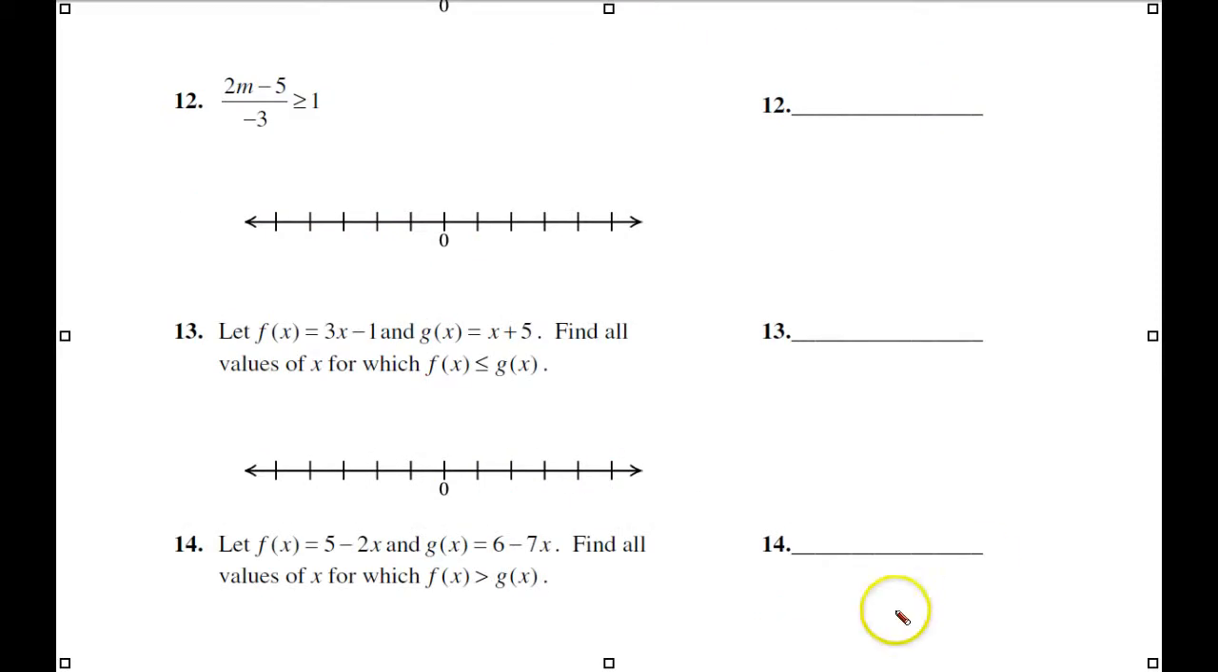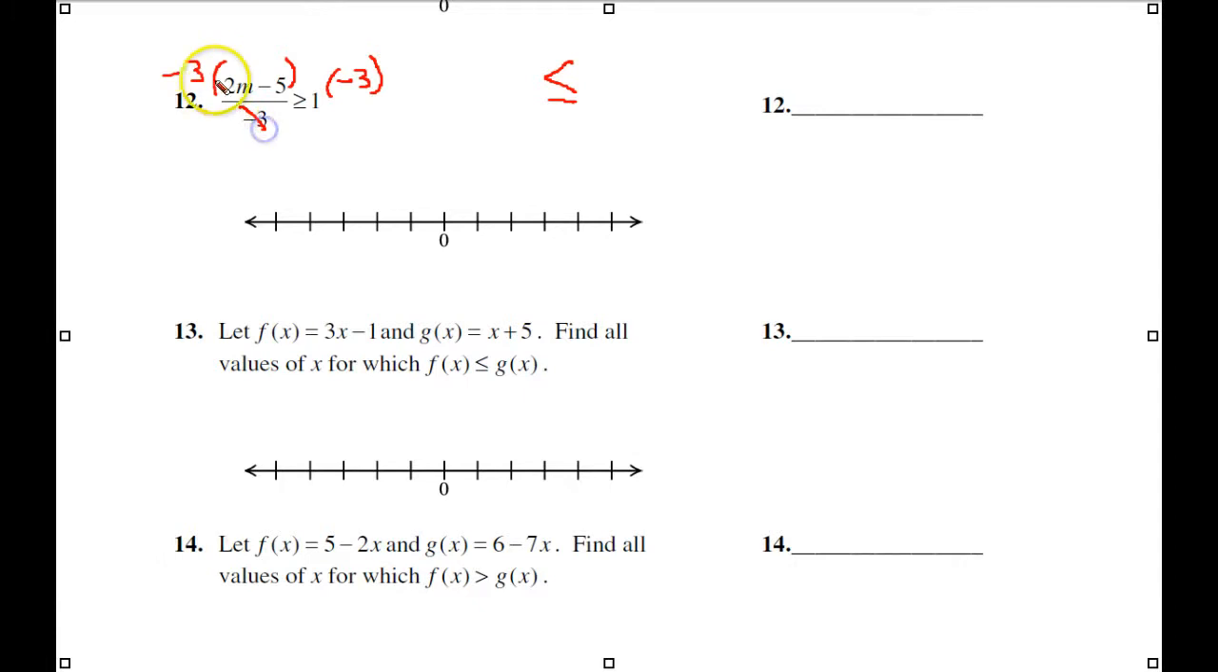All right, in number 12, we're going to use a technique to get rid of fractions. Now, a very interesting thing is going to happen here. Watch this. We're going to multiply both sides by a -3. Now, in order to keep this statement true, when we multiply by a negative, we're going to have to reverse the direction of our inequality sign.